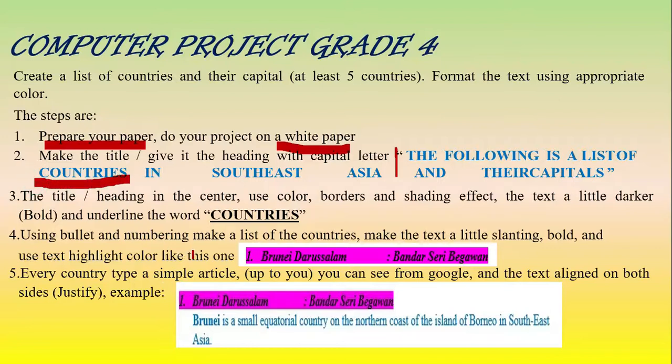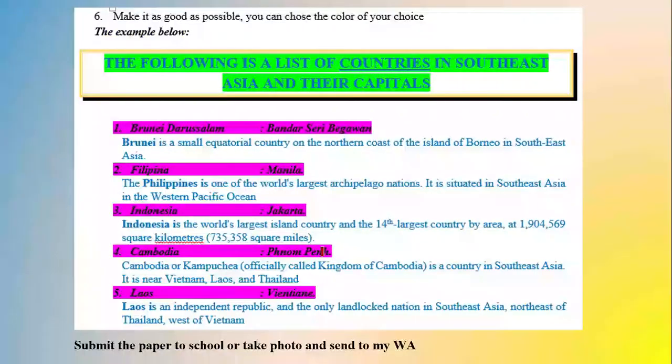Okay, and then use bullet numbering, make numbers like this, and you can write the names of countries and their capitals, the names of the capital cities too. For every country, type a simple article, and you must also write a short article about the country itself. Okay, for example like this, especially for the student, if you don't have a computer or laptop at home, you can do it like this.